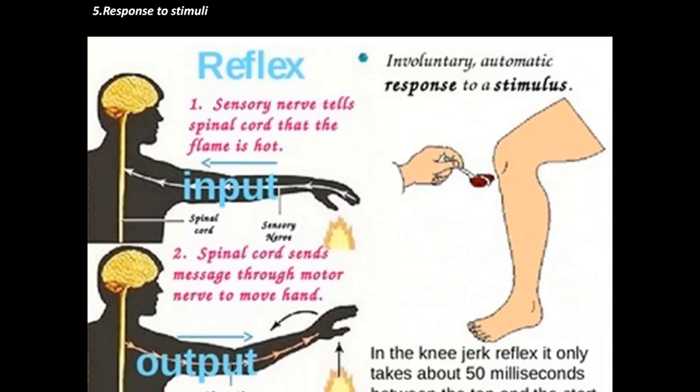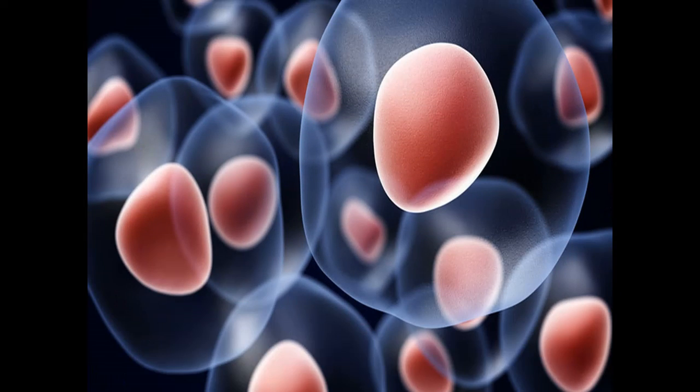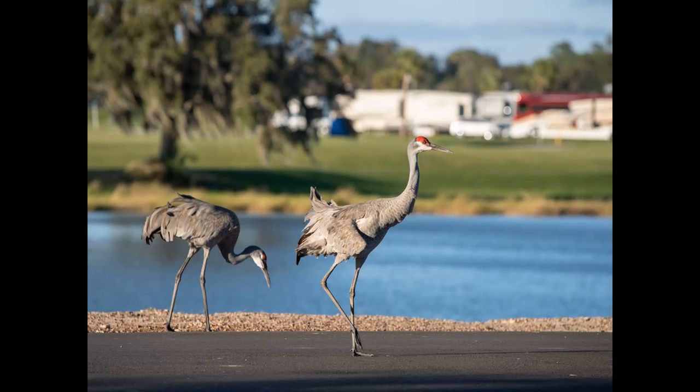nutrition, respiration, transportation, excretion, response to stimuli, reproduction, lifespan, cellular nature, growth, and movement. Let us learn about the first characteristic, nutrition, in more detail.